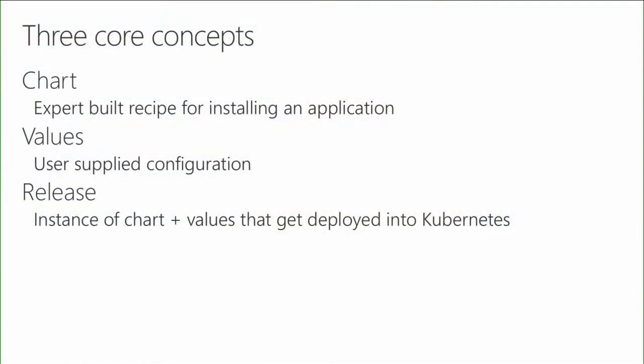And so a chart is one of the three basic core components of Helm. And like we talked about before, the chart is the expert-built recipe for installing an application. The values are user-supplied configuration. Now, this config can live inside of your chart, but you can also override it with a file that has your configuration outside of the chart.